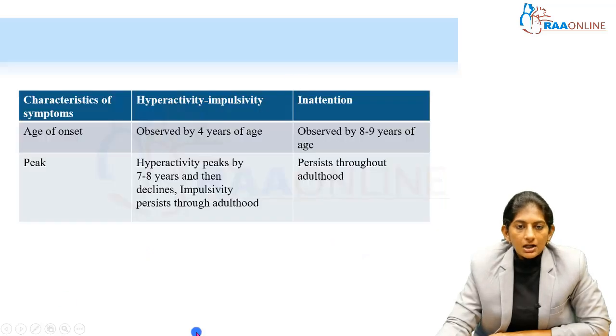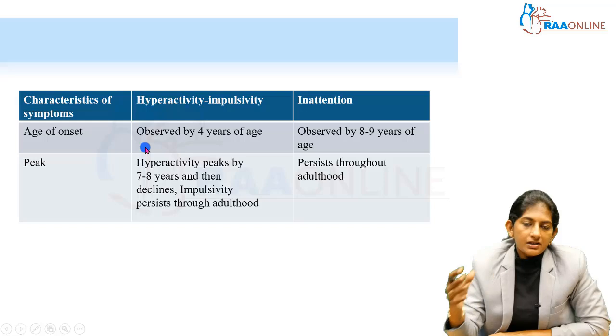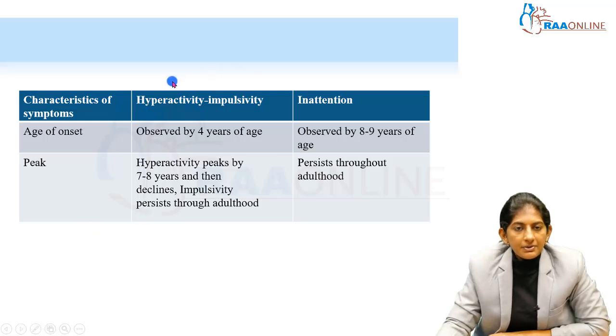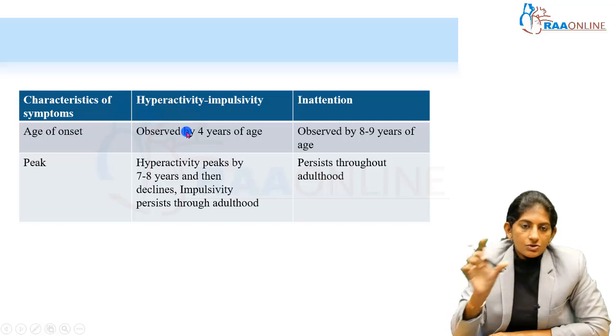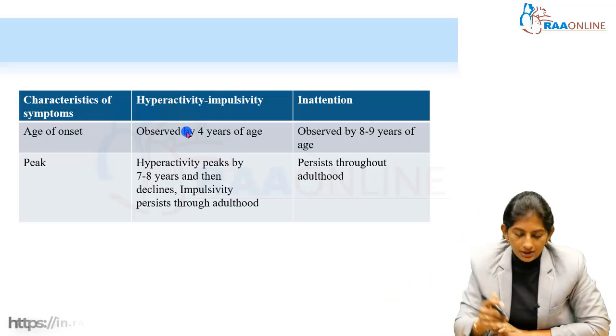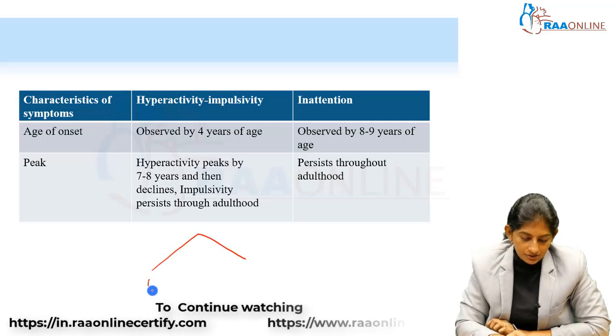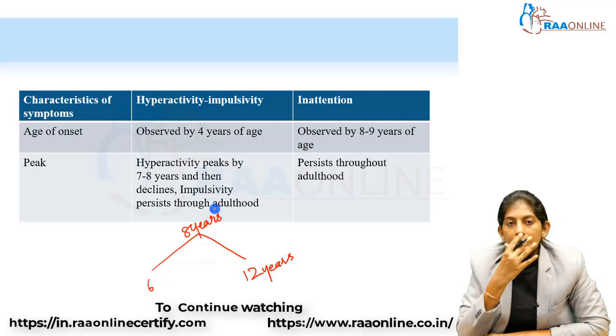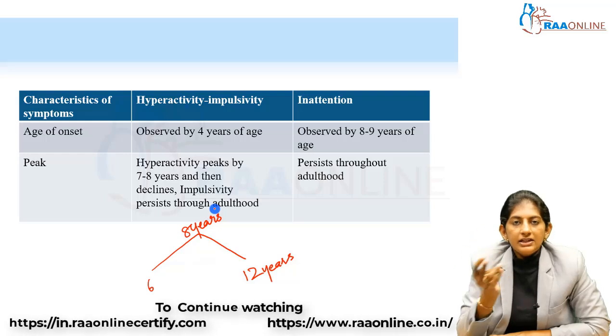Okay. So again, the same thing I have reiterated here. Hyperactivity and impulsivity is present in the preschool age, right? Hyperactivity peaks at 7 to 8 years, that is in the school age. Between 6 to 12 years, the peak is in the center. It peaks at 8 years and then it declines. So it peaks and then declines. Inattention and impulsivity will persist throughout. Impulsivity will be very periodic.